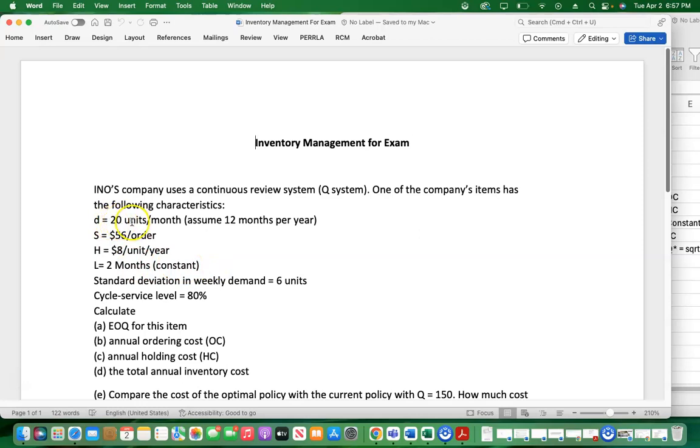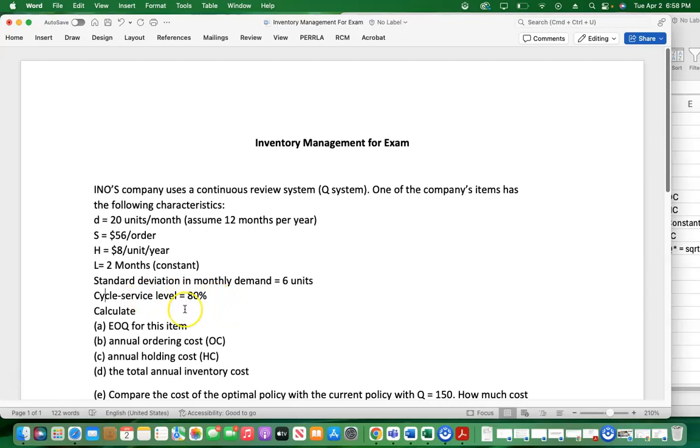And so we are given the regular demand, and also we have the setup cost per order, and also we have the holding cost per unit per year. So this information is pretty clear. And we are also given the standard deviation in weekly demand. This should be in monthly demand. If you consider this to be in weekly demand, then that means this should be times the number of weeks in a month. So please consider this as the monthly demand. And then the cycle service level is 80%.